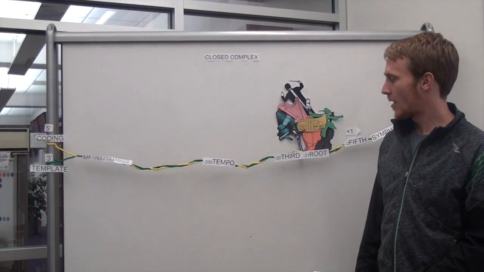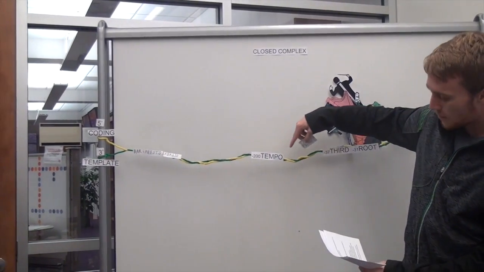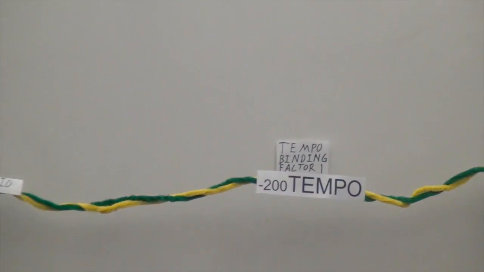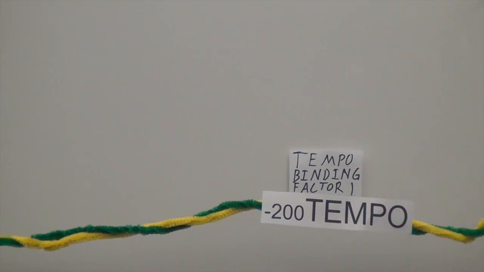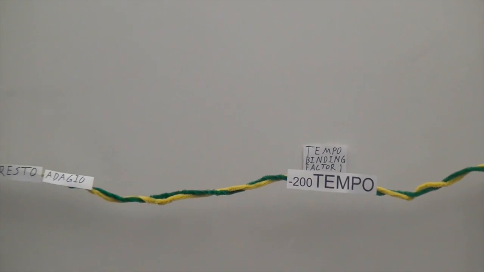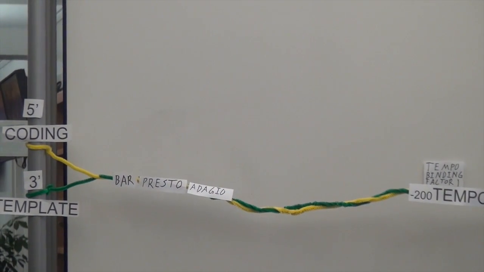Hey, I'm Dylan. So this is the proximal regulatory promoter region, and this is our tempo element, and we have the tempo binding factor 1, which will bind to it. When there are mutations to the tempo element, that is when transcription is reduced. We'll move to the distal promoter, where there are many elements affecting transcription.